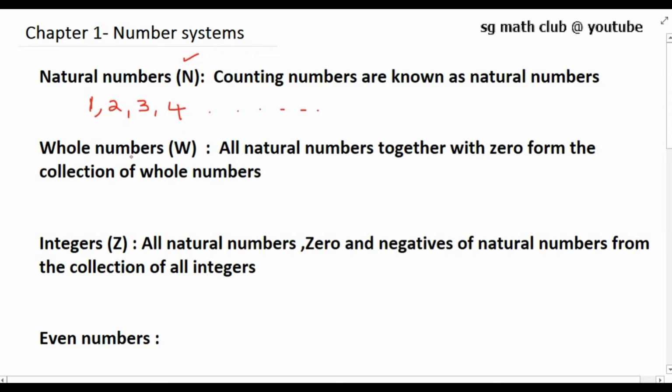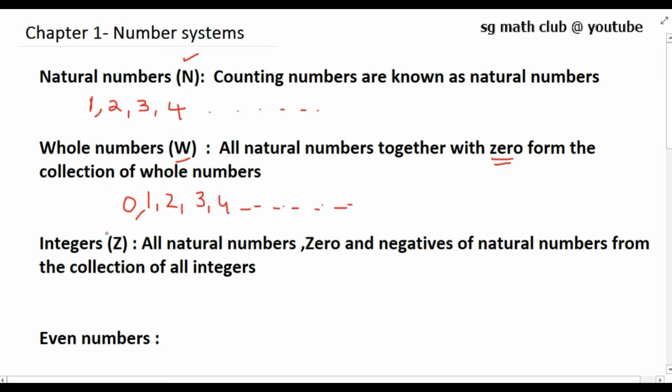Now, the second one is whole numbers. It is usually denoted by capital letter W. All natural numbers together with 0 form the collection of whole numbers. So, along with the natural numbers, when you add 0, you will get whole numbers. So, 0 is the smallest whole number and the largest whole number we cannot find, it is infinity.